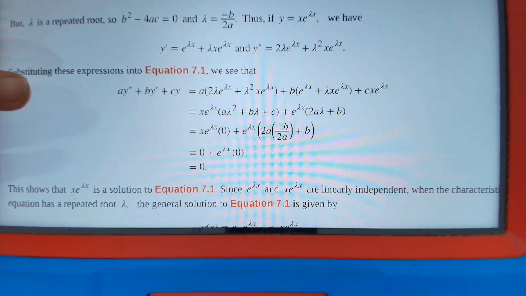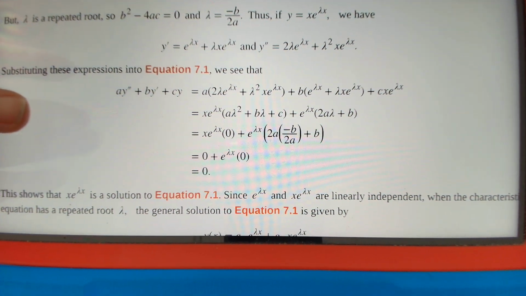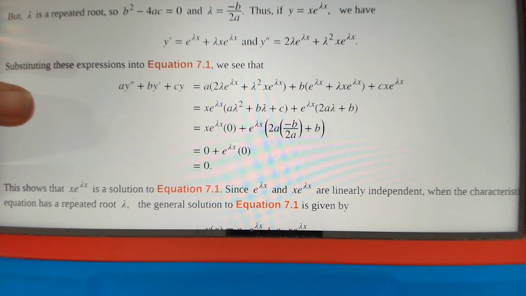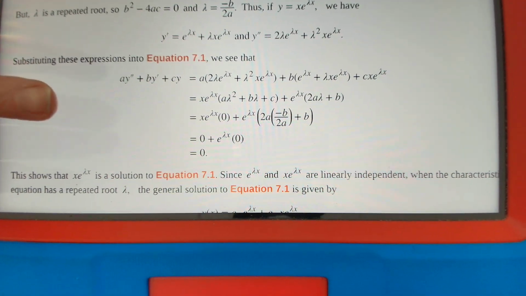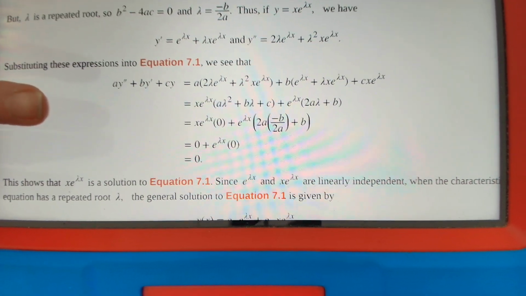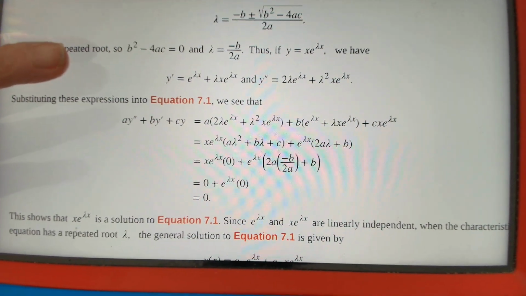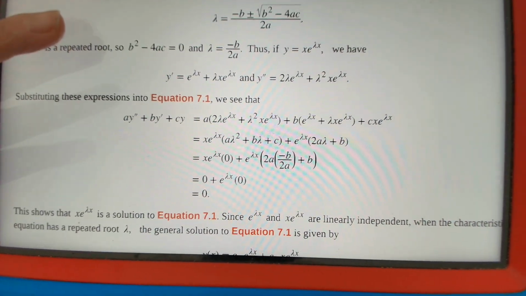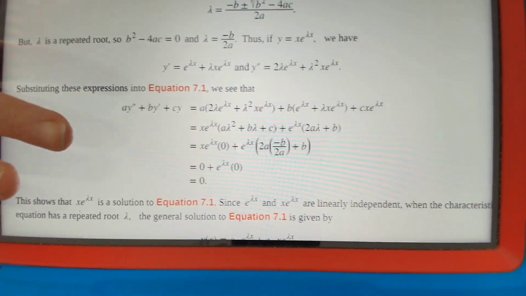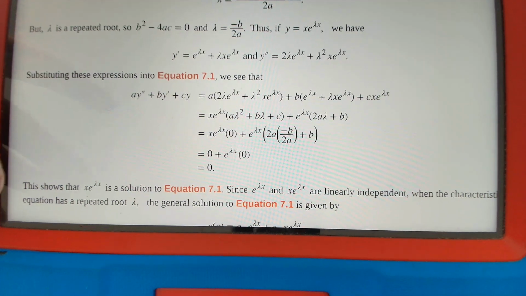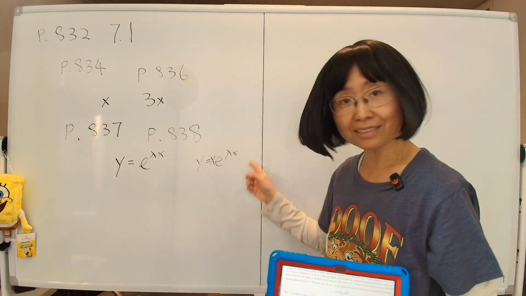When you plug it in, you end up with the first part being that lambda is a solution to the characteristic equation: a lambda squared plus b lambda plus c equals 0. But what about the second part? The second part is, remember, lambda equals minus b over 2a, because it's a double root. If that's the case and you plug in the second part, that also equals 0. So the whole thing equals 0, which proves that this is a solution.